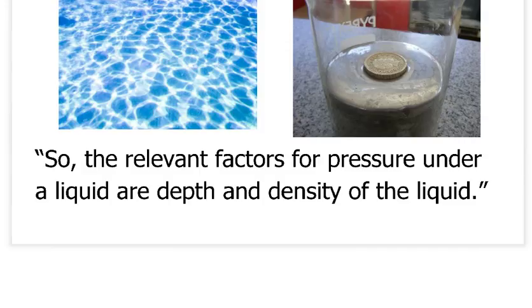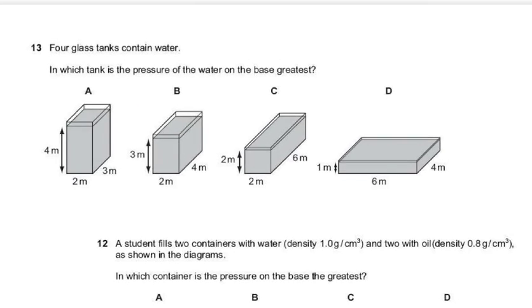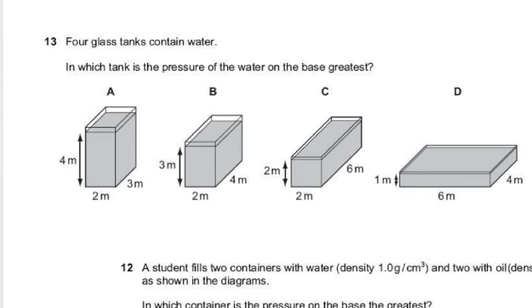Sorry. All right. So basically, relevant factors for pressure under a liquid surface are the depth under the surface of the liquid, how deep you are below the top of the liquid, and then the density of the liquid. What's it made out of? All right. So let's just look really quick at a couple of sample problems.